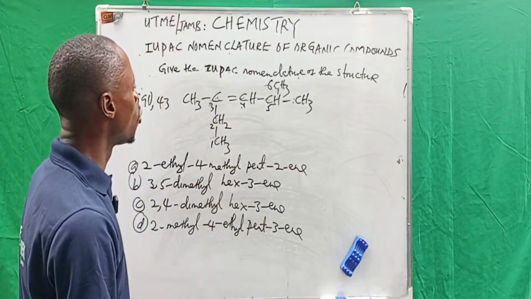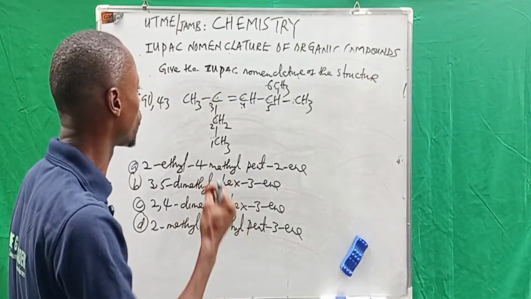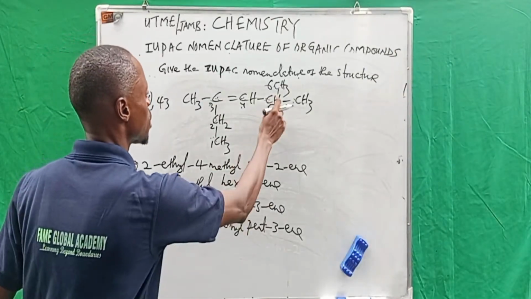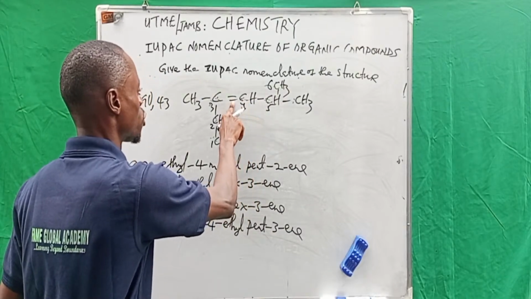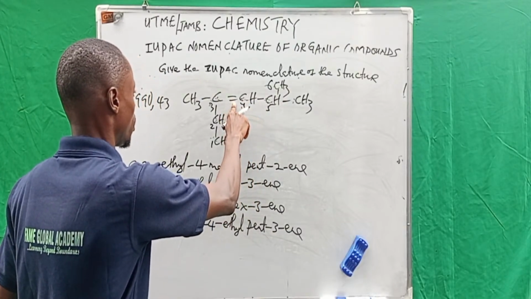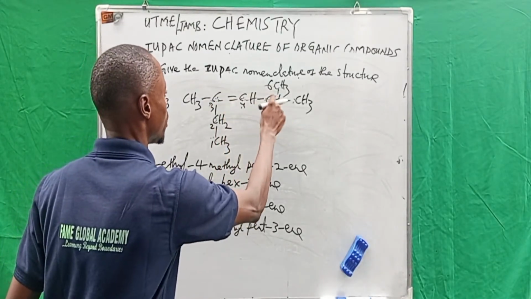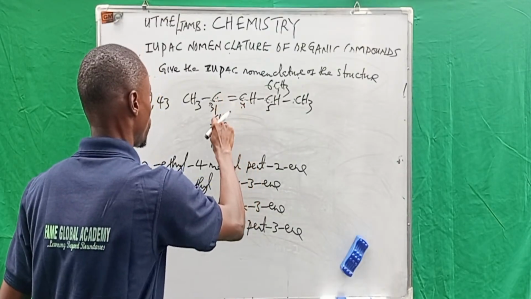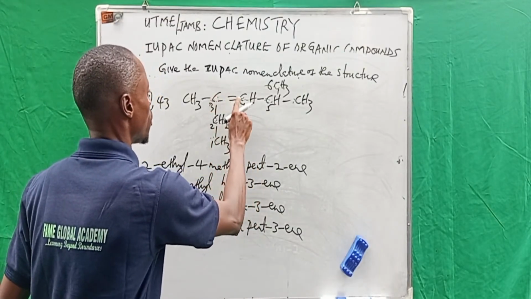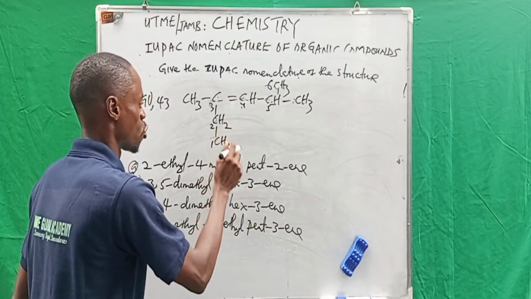The next thing is to locate where we have the functional group closer to the first or second carbon atom. From this end, we have 1, 2, 3. At carbon atom 3, we have the functional group. And from the other end, 1, 2, 3, we also have the functional group at carbon 3. So we can come from any end. But what about the branch? Where is it closer? Look at this structure.